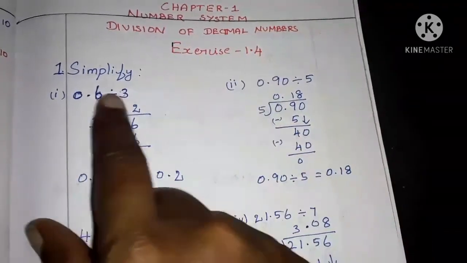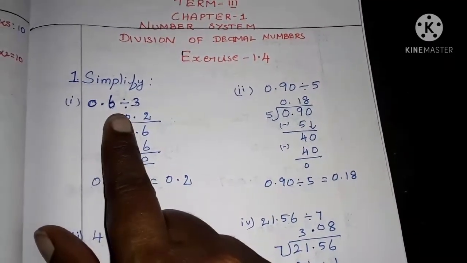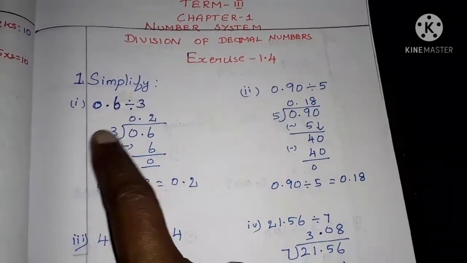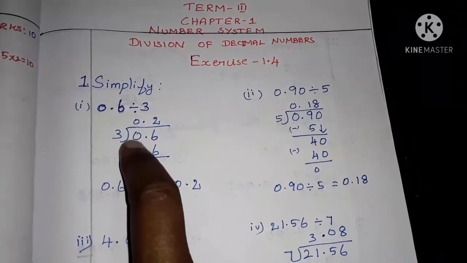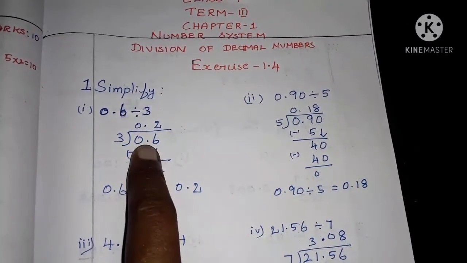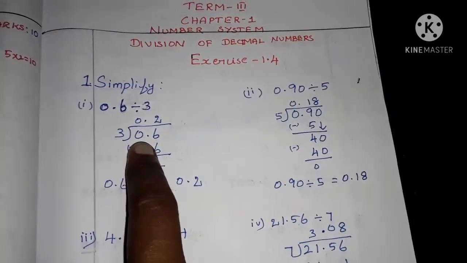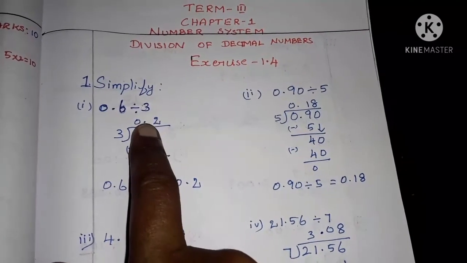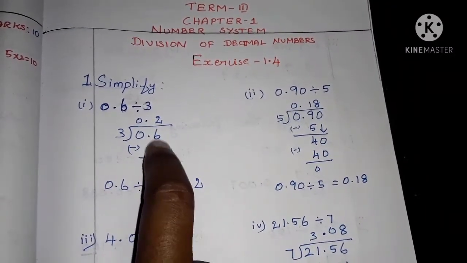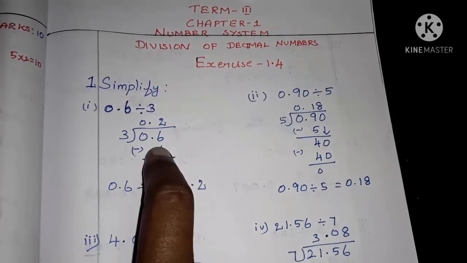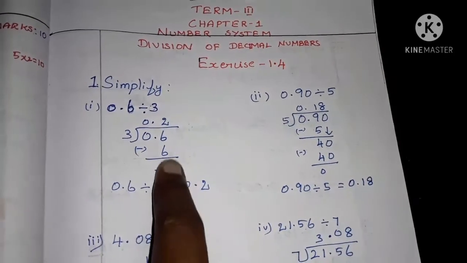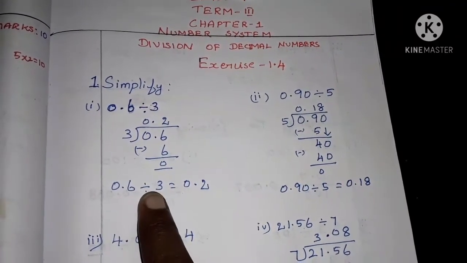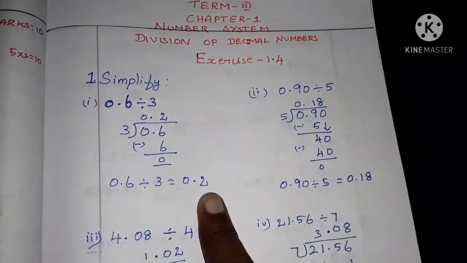See exercise 1.4, simplify 0.6 divided by 3. As a normal division, 0.6 we divide by 3. 0 we can't divide, so we put 0. And then what is there? Decimal. So where is the decimal point? So you have to put the decimal point, and you have to see the 6. The 6, 3 how many times? Yes, 2 times. So 2 3s are 6. So it becomes 0. So 0.6 divided by 3, our answer is 0.2.